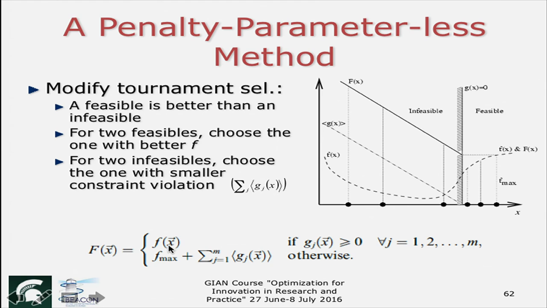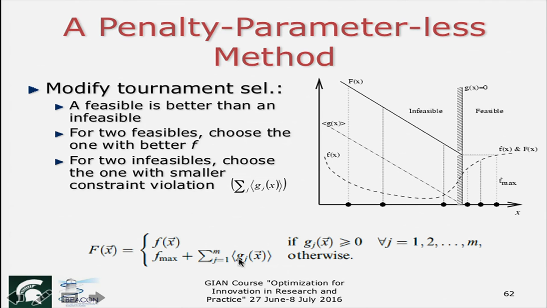So that means for an x, if all constraints are satisfied, then it's feasible, and then capital F is equal to small f. If any one of them is violated, then you have something positive here. You have to make sure this is positive. This is the constraint violation. So if you have a negative value here, you have to take the positive sign of that, and that's your constraint violation. So for a solution, if the constraint violation is positive, that means it's infeasible. So you are adding fmax to a positive number, okay, over here.